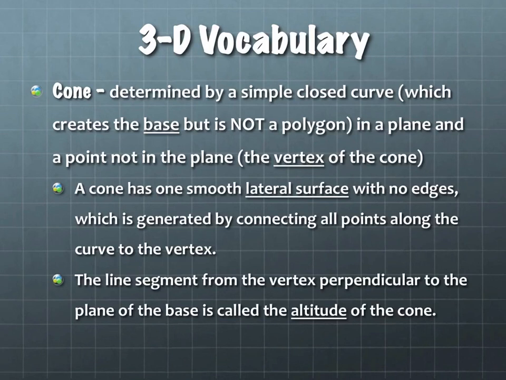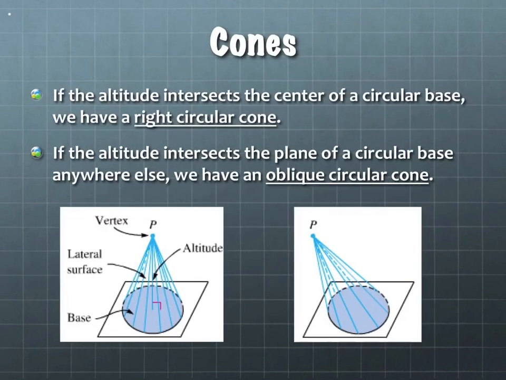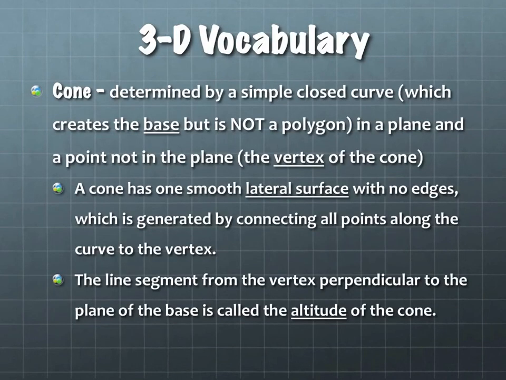Cones are determined by a simple closed surface, which creates a base, but is not a polygon. In the plane, the base is in the plane. A point is not in the plane. The point is called the vertex of the cone. Now, you've got a picture next to yours. I've got a picture over here on my next page right here. Where do you see cones in real life?